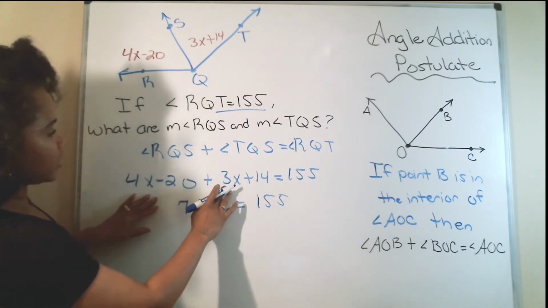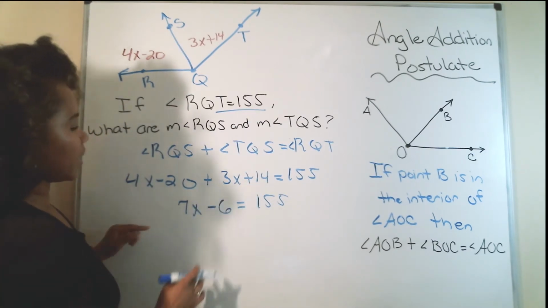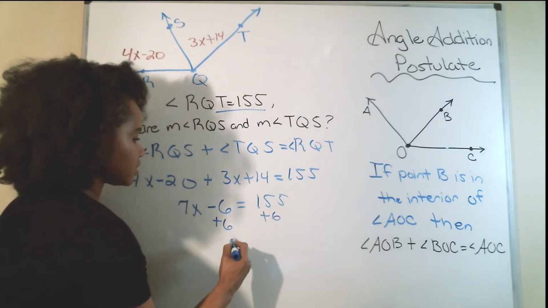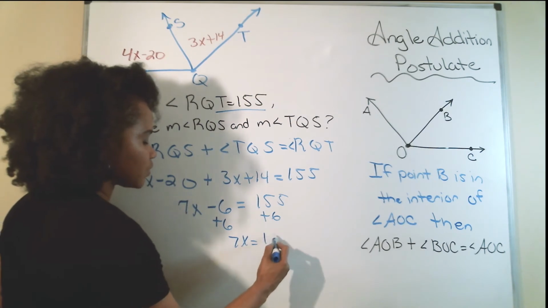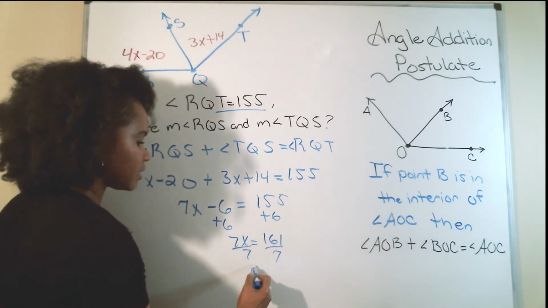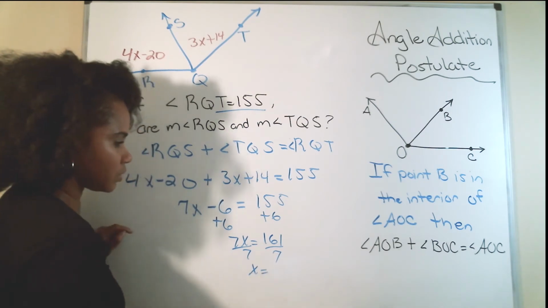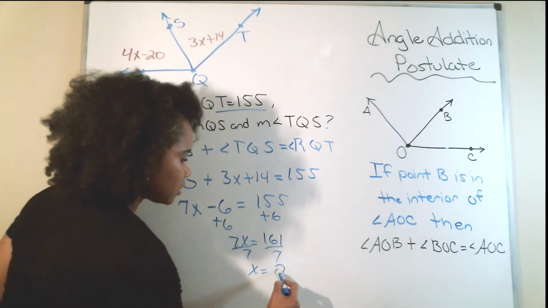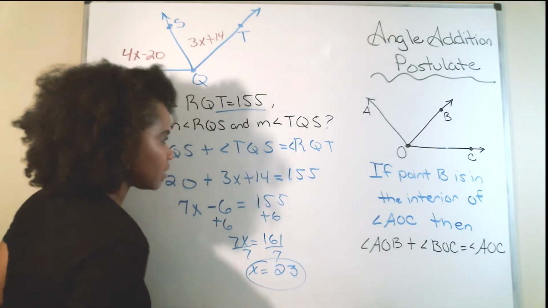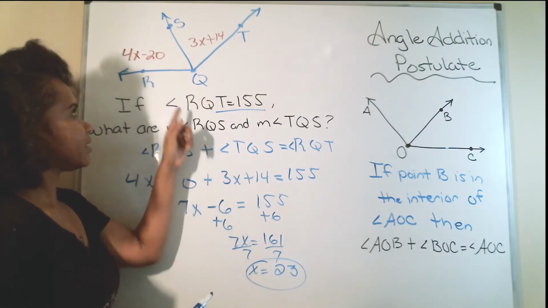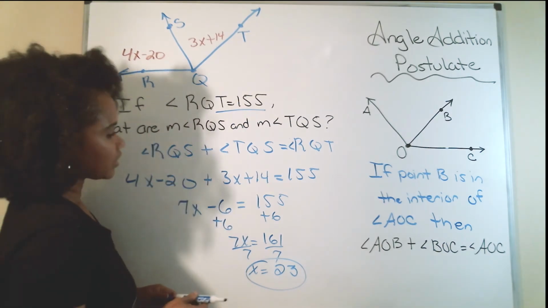Just double checking to make sure. All right. I just want to solve this two-step equation, adding 6. 7x is equal to 161. Dividing by 7, x is equal to 23. All right. So now I can take x and plug it back into each of my expressions.